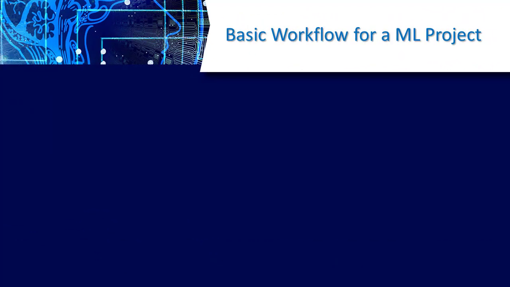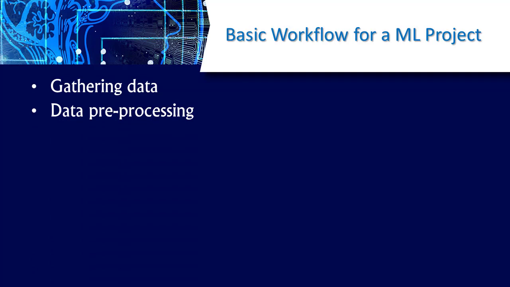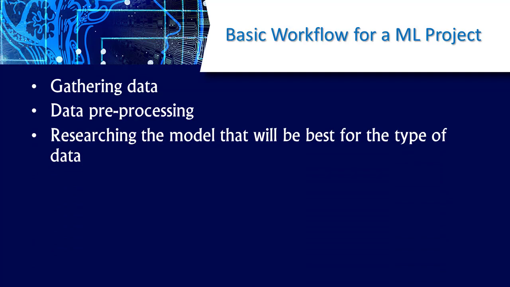Now the basic workflow for a machine learning project. First, we'll gather our data. That simply means that we take our data from any source, and then we have to pre-process our data before feeding it to the algorithm. Then we research the model that will be the best fit for the type of the data. In this data we have multiple columns, and in the case of multiple columns, multivariate linear regression will be the best fit.